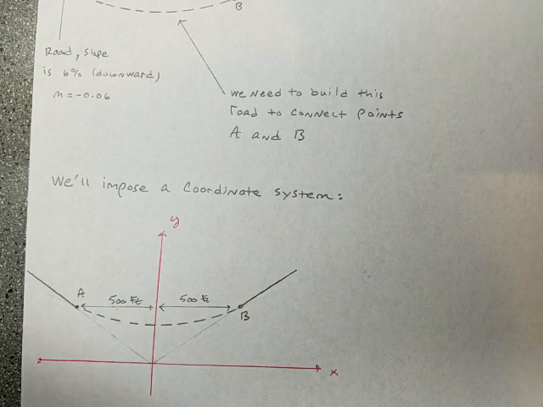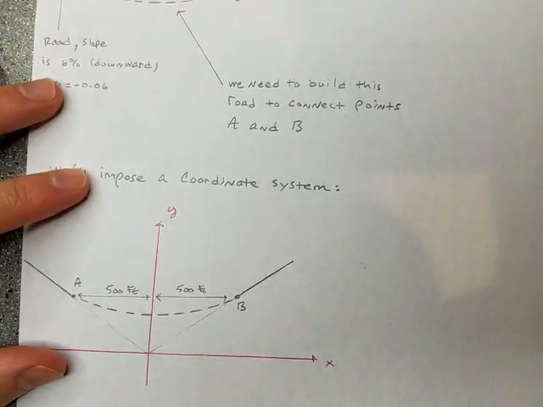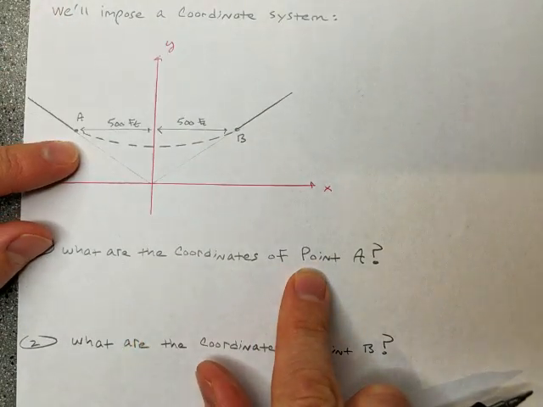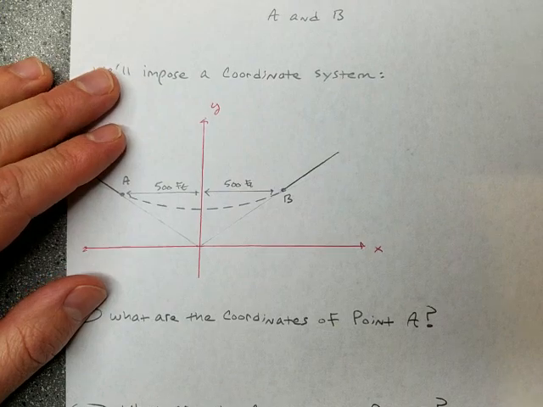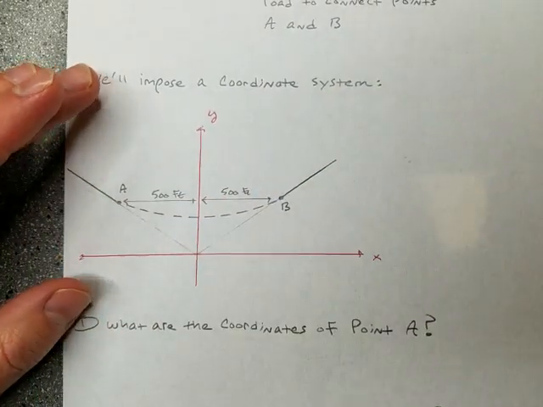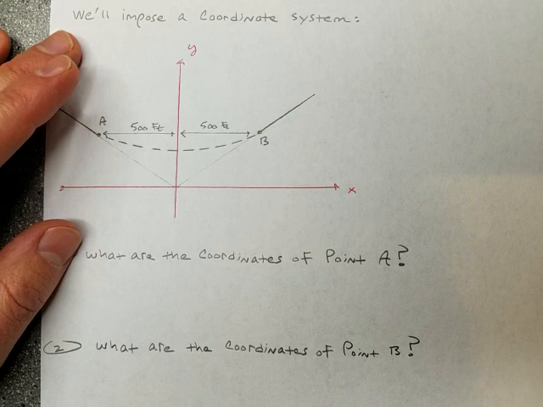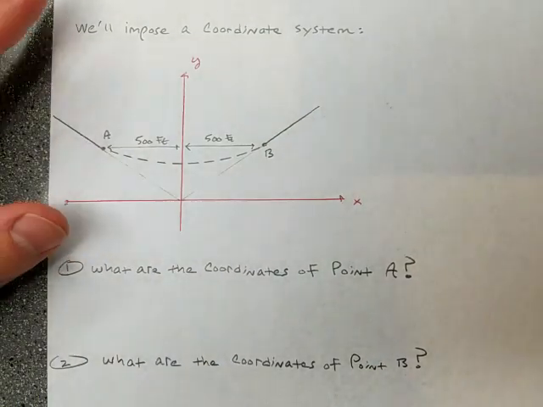That's what we've got. Now, my first question for you is this. What are the coordinates of point A? Given that I took my scenario of the road connecting two points on these mountains and put a coordinate system on it, what are the coordinates of point A? What are the coordinates of point B? Okay, well, let's do that this way.